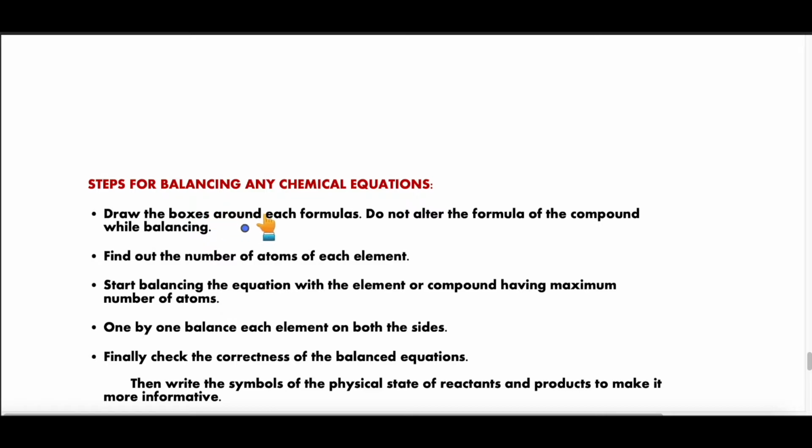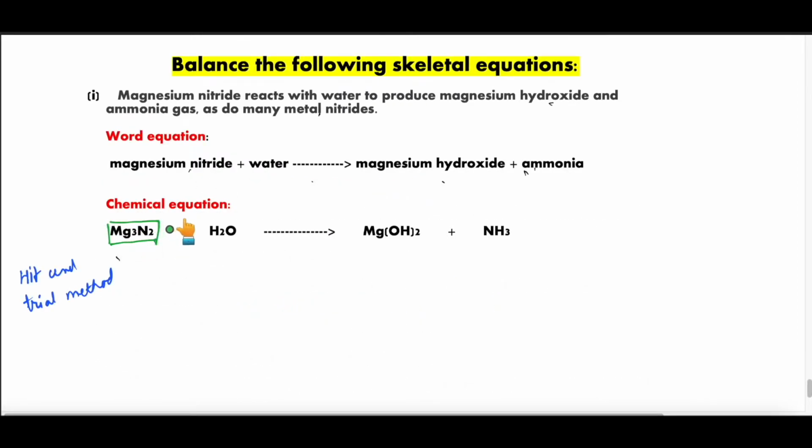First we will draw boxes around each formula, so that we do not alter the formula of the compound while balancing. Then we will find the number of atoms of each element and start balancing with the element or compound having the maximum number of atoms. So let's first draw the boxes around the formulas. Next we will start balancing with the element having the maximum number of atoms, except the secret is to leave oxygen and hydrogen to be balanced last.